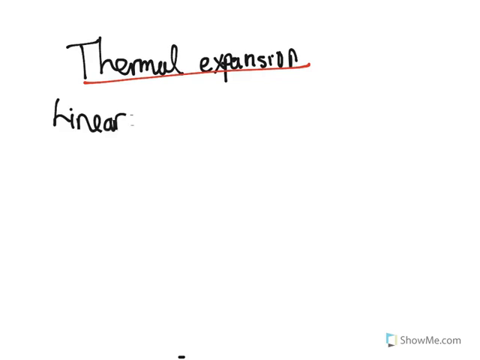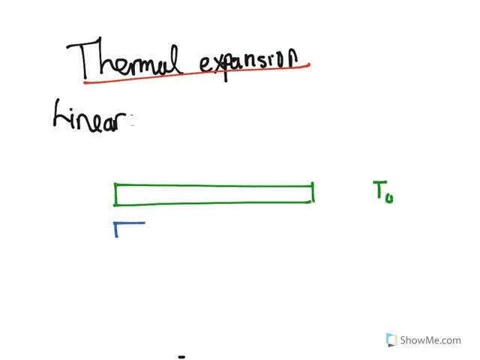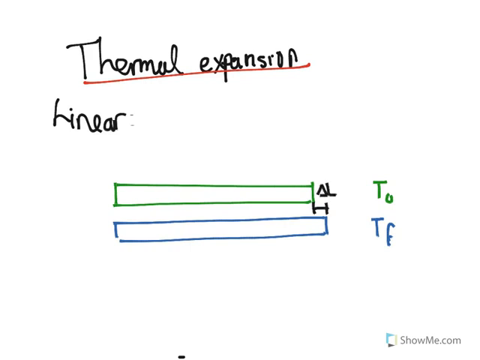In this tutorial, we're going to talk about thermal expansion. We have, for instance, linear expansion. Suppose that we have a bar which is at a certain initial temperature. If we apply heat, it will expand linearly to a final temperature, and this difference in length is what is called the linear expansion.